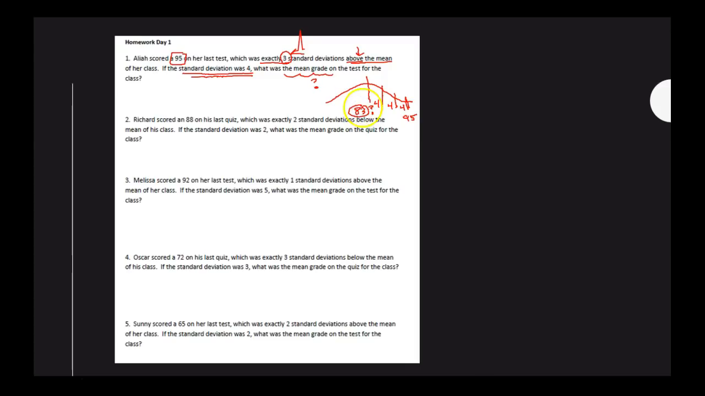And you can double check it. If 83 is the mean and the standard deviation was 4, and you do it 3 times, 83 plus 4 is 87, plus 4 is 91, plus 4 is 95, which was her score, which was 3 standard deviations above the mean. So the mean was 83. Mean equals 83. So that's your job.